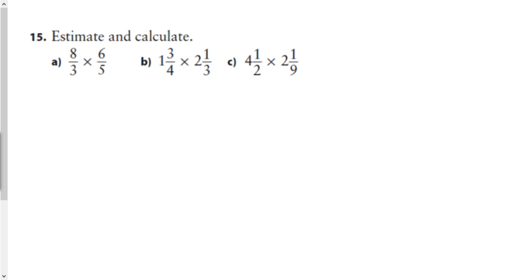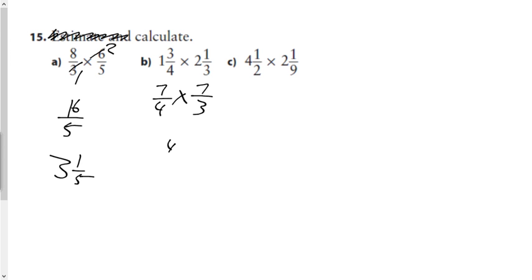Question 15 says estimate and calculate. We don't need to estimate, just calculate. So here we're going to cross reduce. We're going to get 16 over 5, which is 3 1/5. When you multiply with mixed fractions, we know by now that you have to change them to improper. You get 49/12, which is 4 1/12 as a mixed fraction.